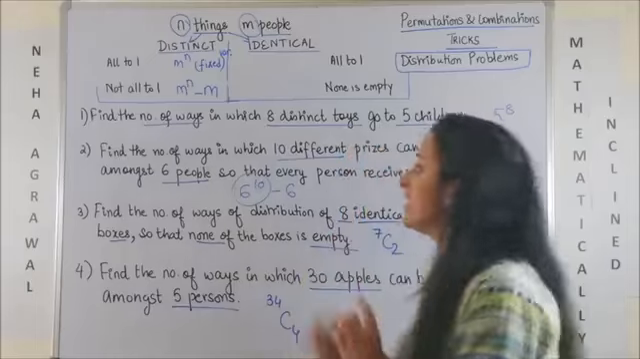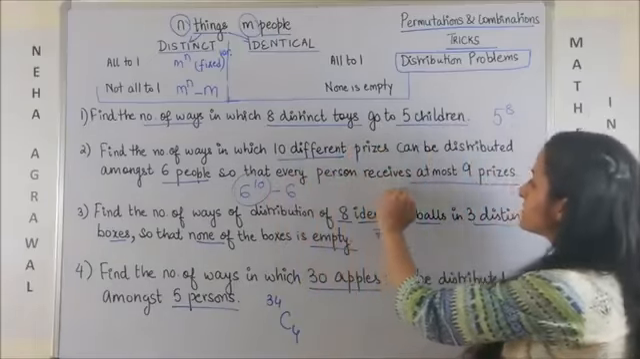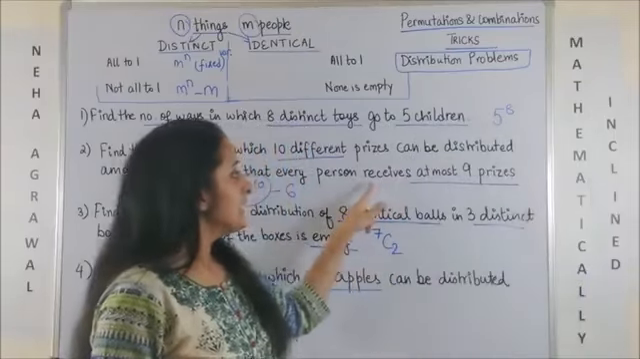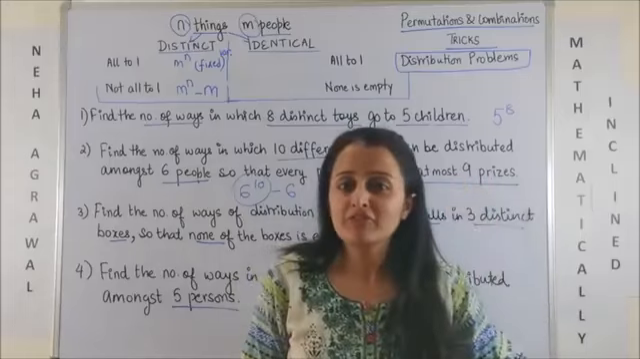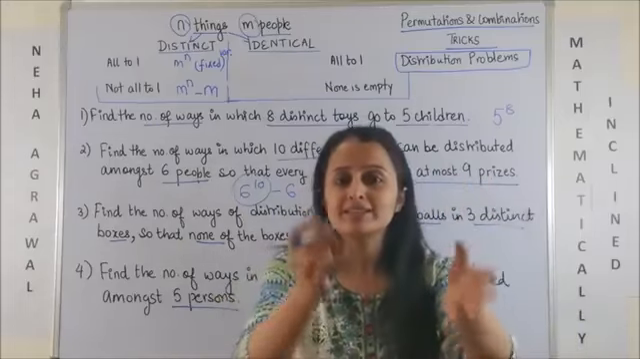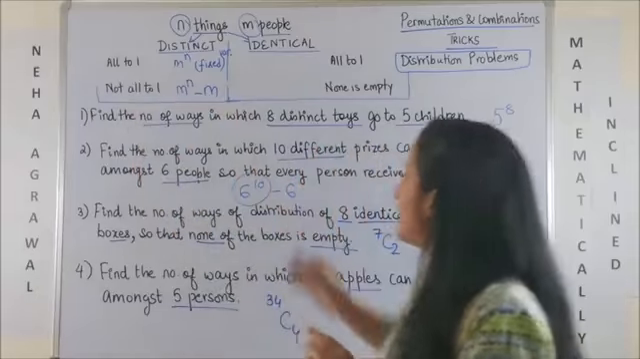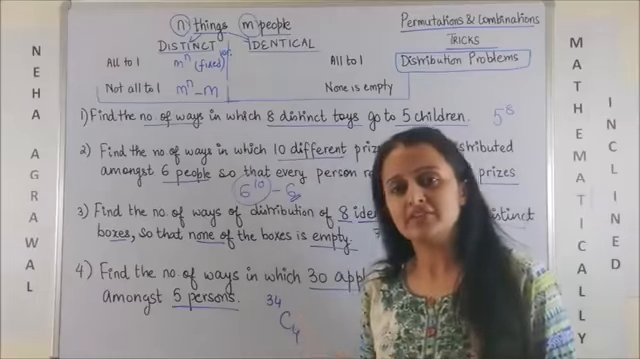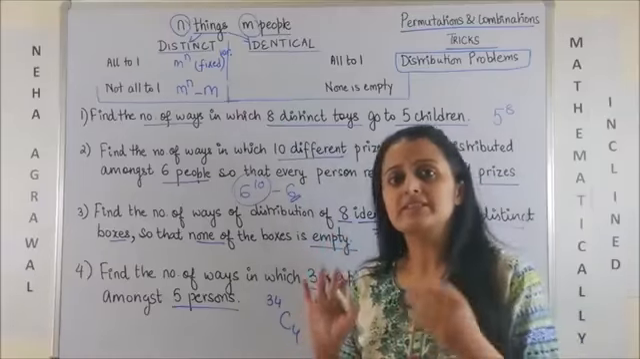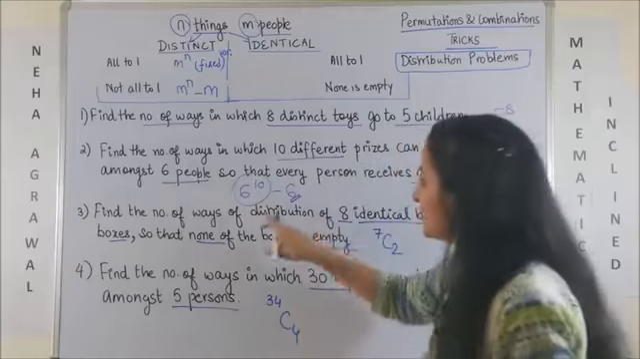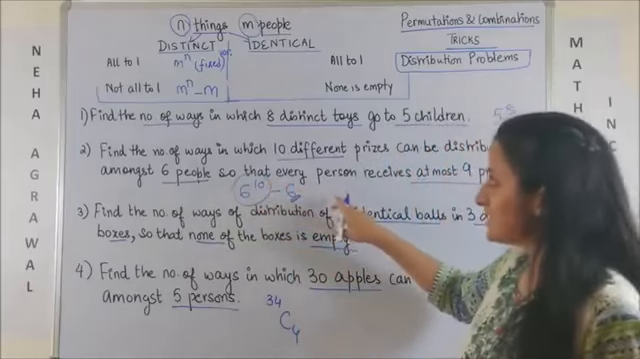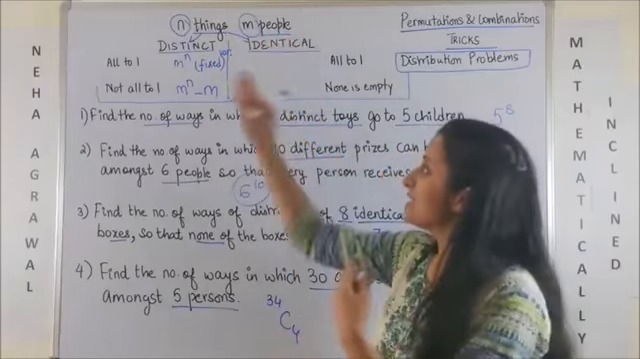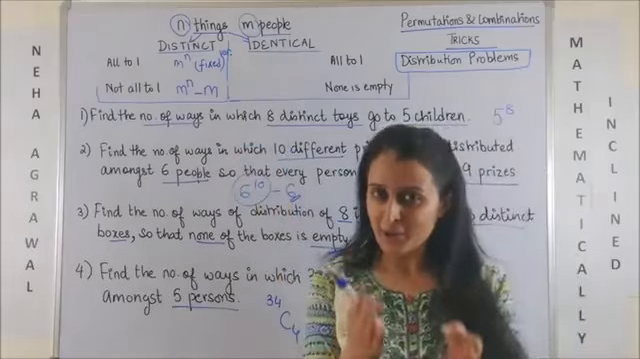However, there's a twist. It further says so that every person receives at most 9 prizes. This is another way of saying that a person can get a maximum of 9 prizes, but not all the prizes go to a single person. So not all to one. Now there are 6 people, so I'm subtracting the possible ways in which a person can get all the prizes. So it is simply 6 raised to power 10 minus 6, or fixed raised to power variable minus fixed, or m raised to power n minus m. I hope you got the idea.